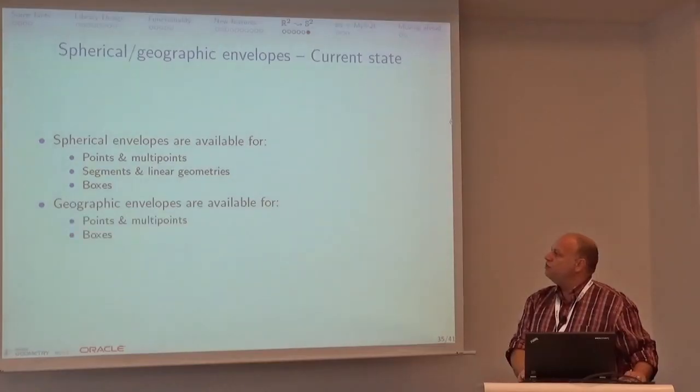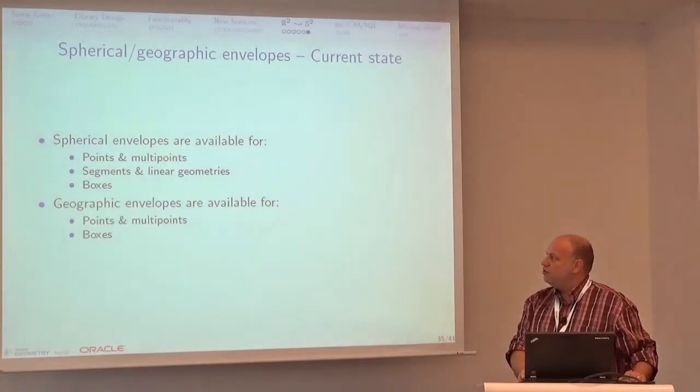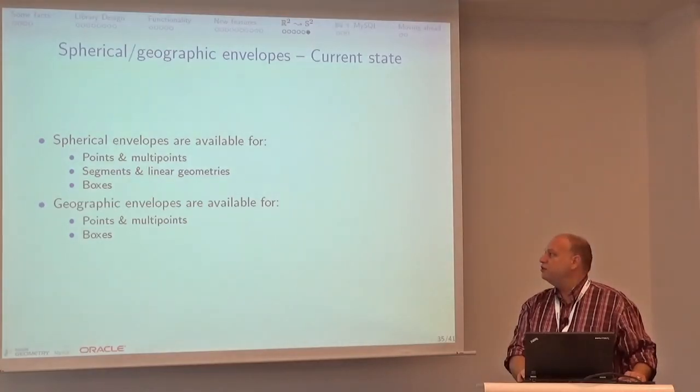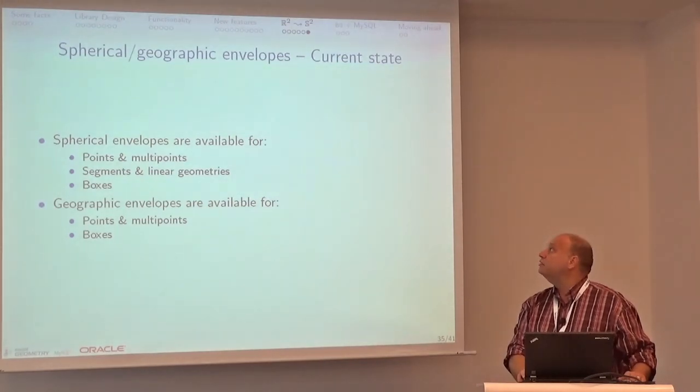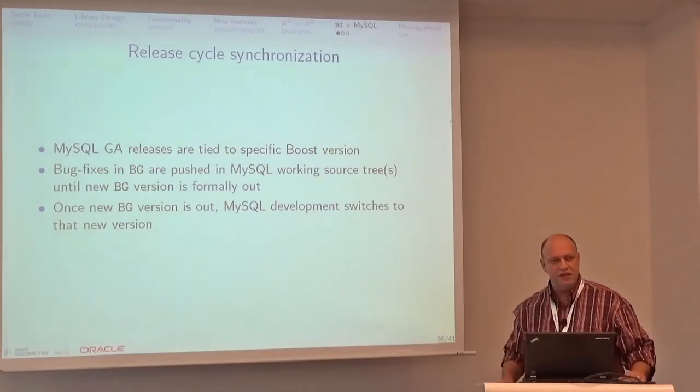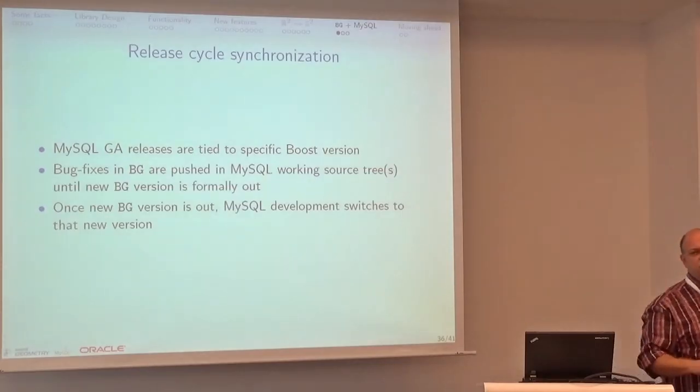Just to mention what we have so far in terms of envelopes, either on the sphere or on the Earth, these are the kinds of combinations or geometries that you can use for computing envelopes. The envelope stands for axis aligned, for minimum bounding rectangles, which are axis aligned.